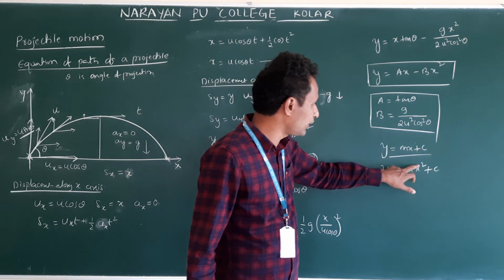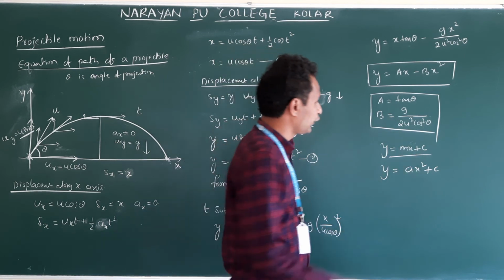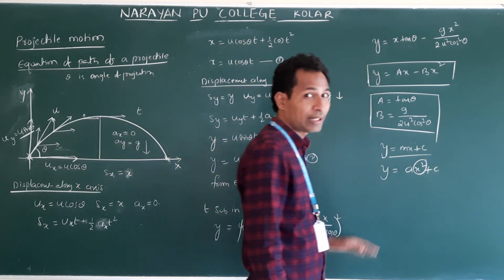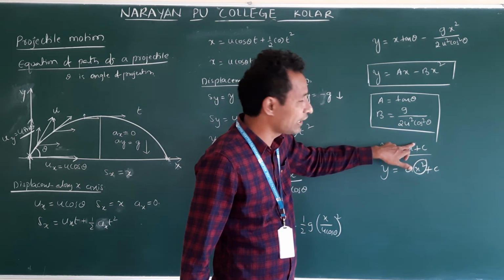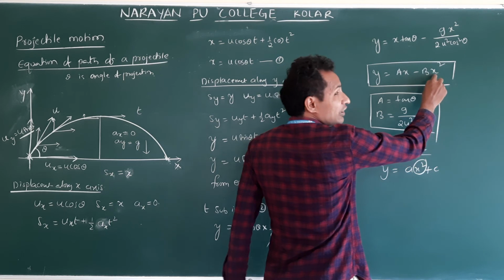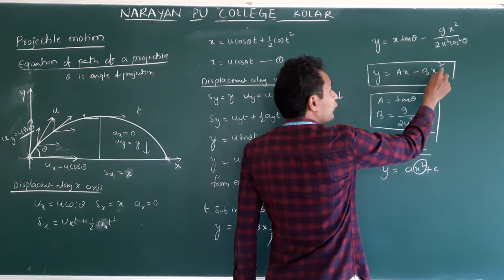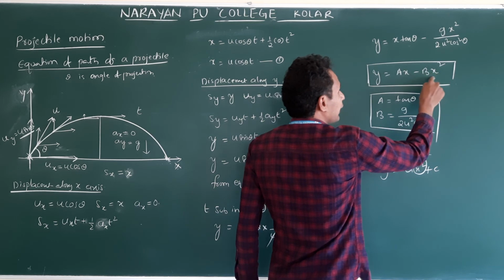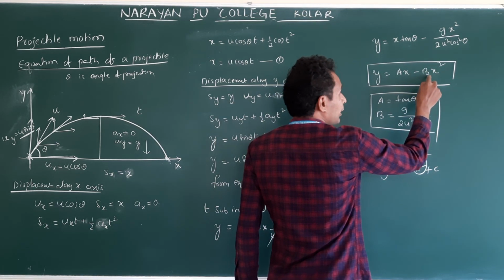Understand? If an x square term is there, that equation represents a parabola. If the power is 1, it is a straight line. So in our equation, what did we get? We got x square. We prefer the highest order, no matter that x power 1 is there. So x square is there, so according to maths, this equation represents a parabola.